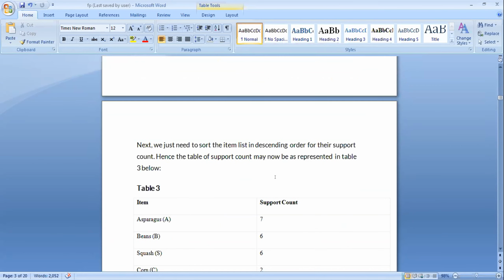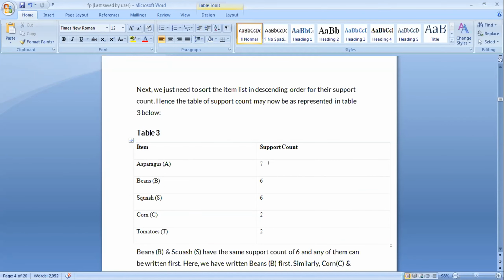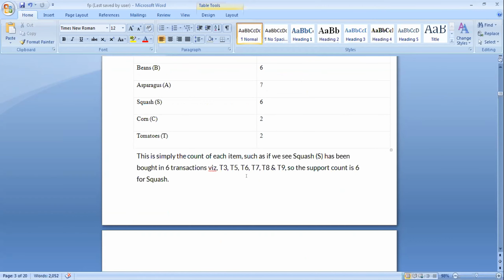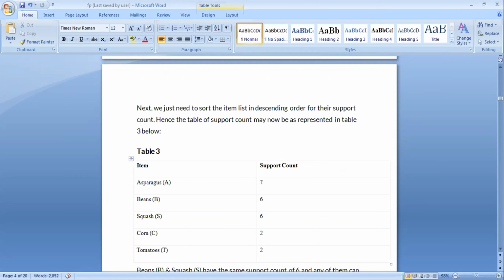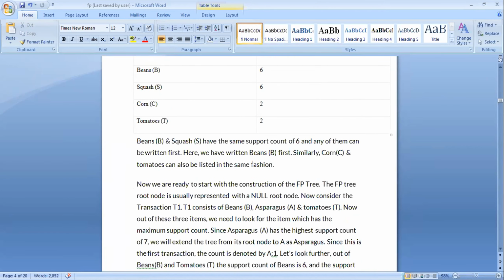Next, we represent the support counts here: 7, 6. Among all these 5 items, asparagus has the highest support count, so you represent it at the top of the table. Now, sorting by support count, automatically you get asparagus in the top position. So now you have 7, 6, 6, and corn and tomatoes are purchased by only 2 people.